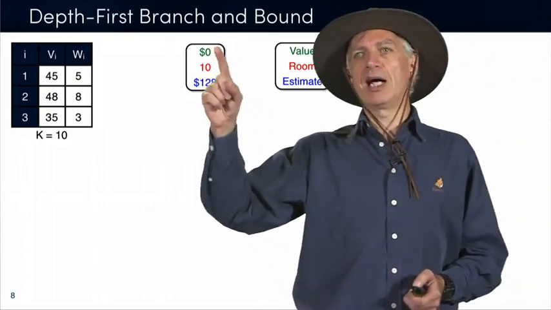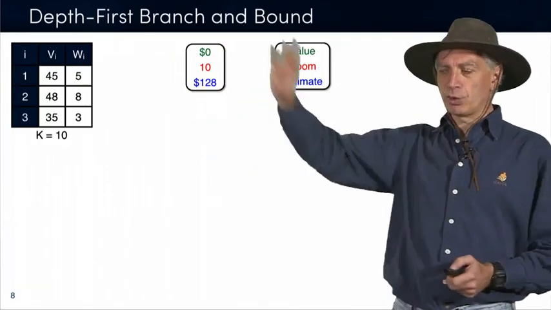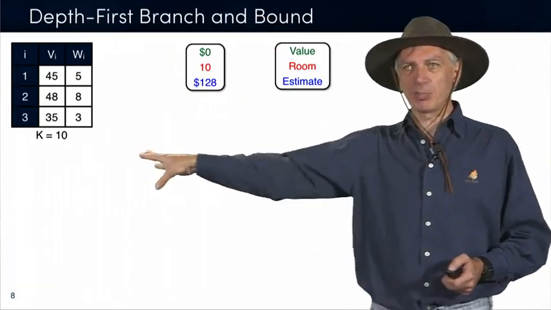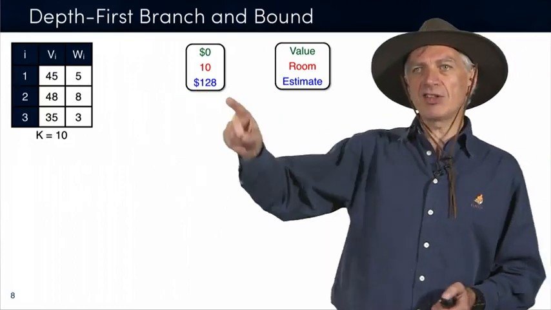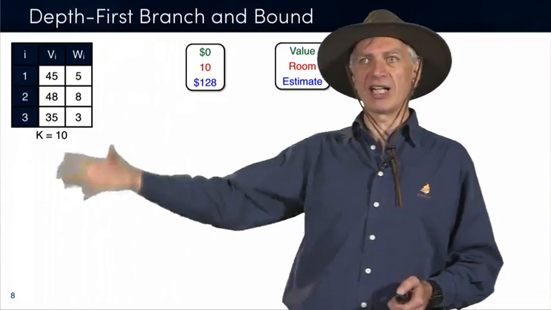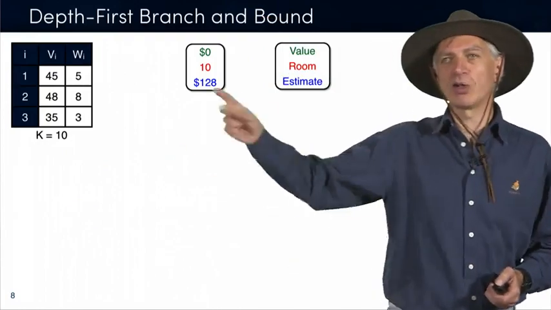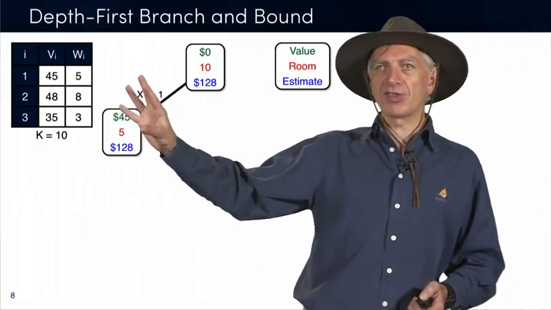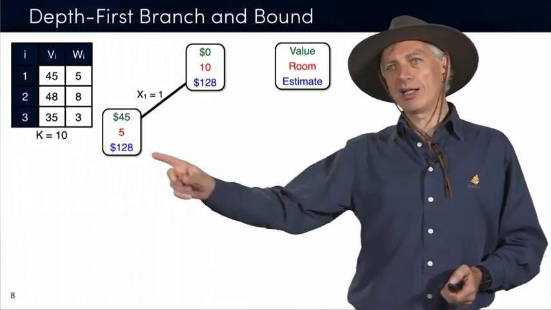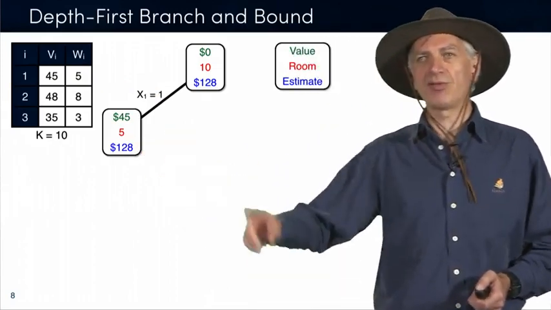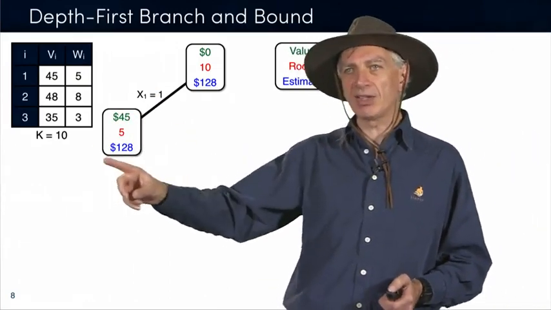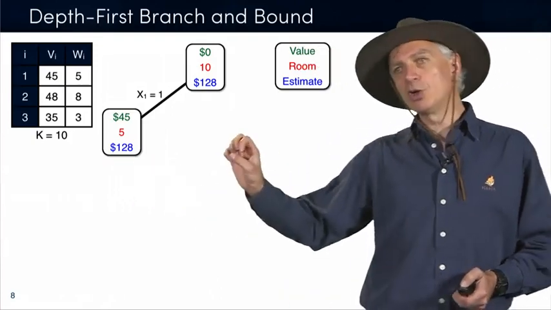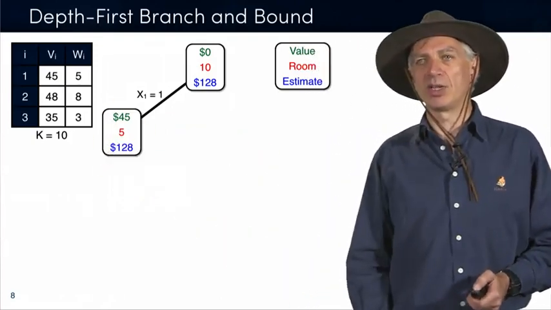So initially, I have accumulated no value. I have the full space in my knapsack, 10 in this particular case, and then I have this optimistic evaluation, which is, I can select everything. In this particular case, it's 128. And now I start doing things, right? I start selecting the first item. As soon as I do that, I accumulate the value of the first item, 45. I take 5 units of space in the knapsack, and my optimistic evaluation is still 128.